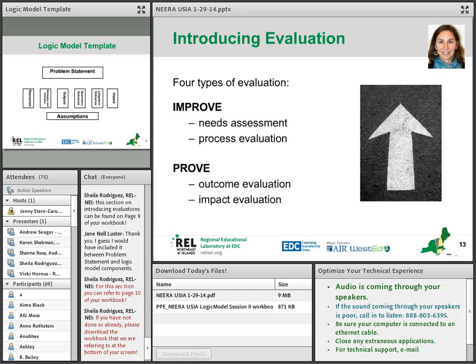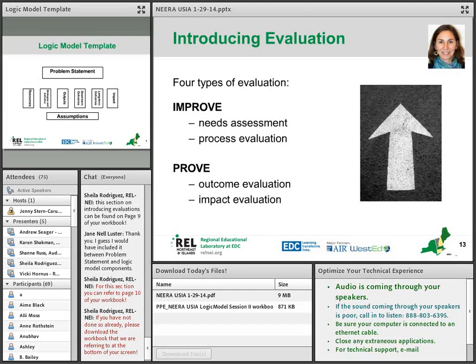Process or formative evaluations are the type of evaluations where one examines what goes on in the program while it's in progress. And the evaluations in the process or formative arena generally assess what the program is, how it's working, whom it's reaching, and how it's going about doing that.